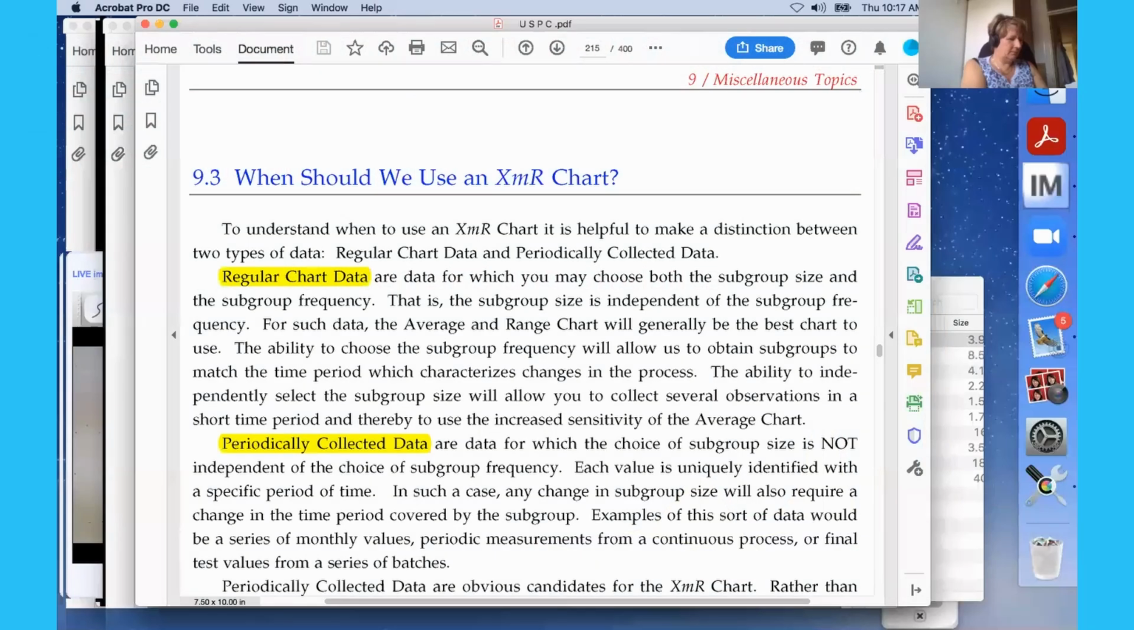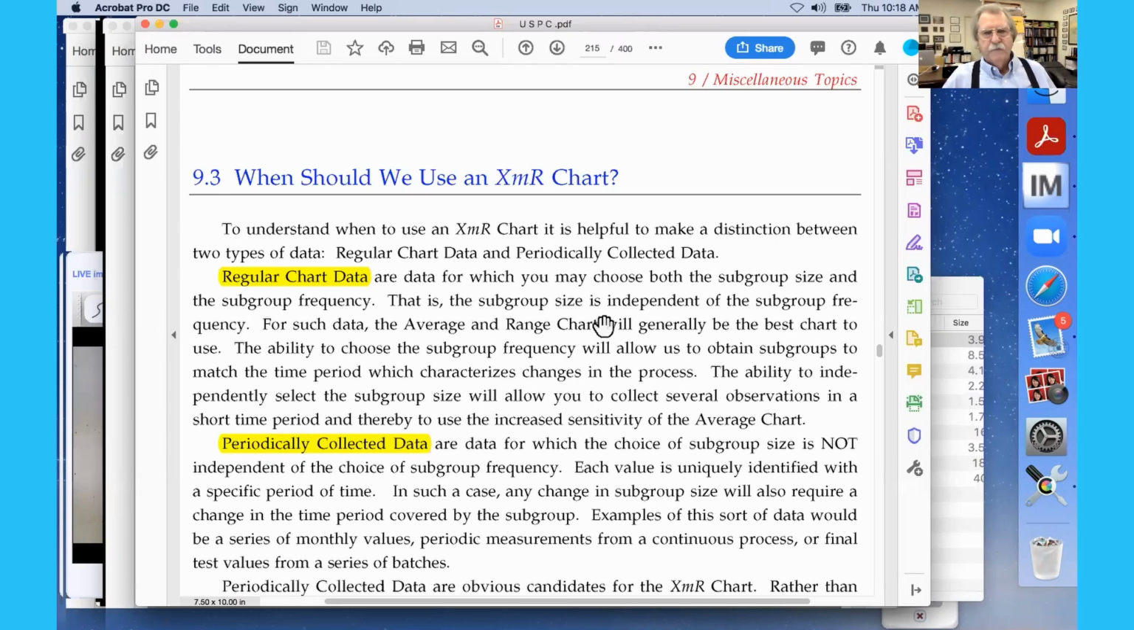We're going to talk about when to use an XMR chart. That question's already come up before the class started this morning. And so in Understanding SPC, I'd like to ask you to turn to page 215. You have 2 charts, the average and range chart and the XMR chart, available to you. It helps to make a distinction between regular chart data and periodically collected data.